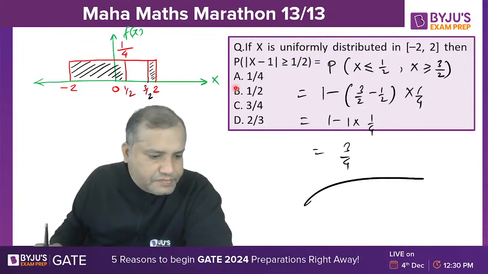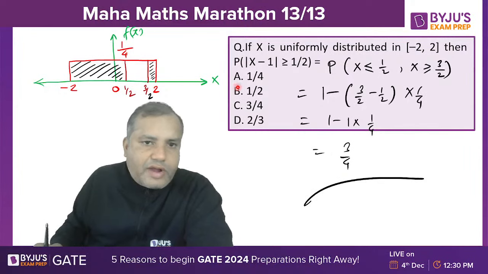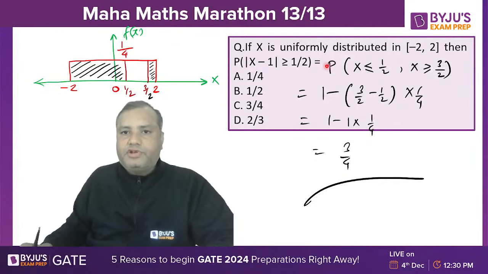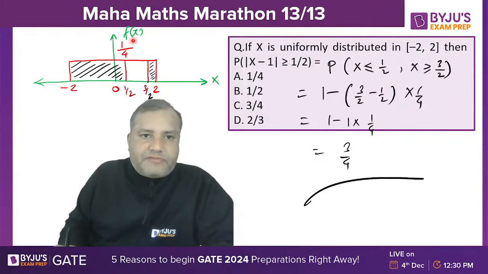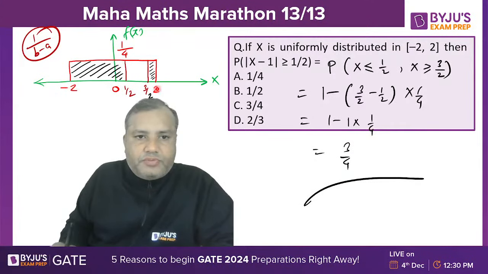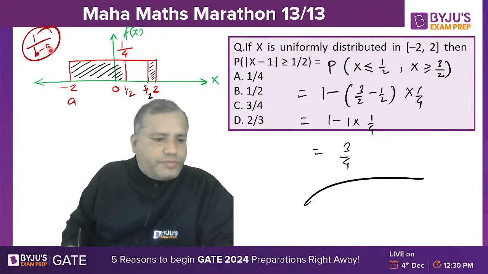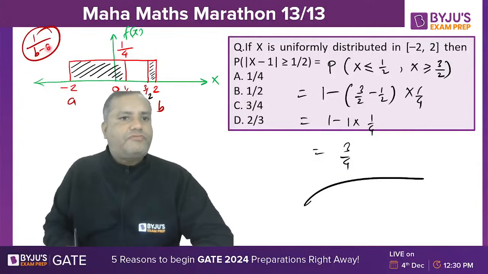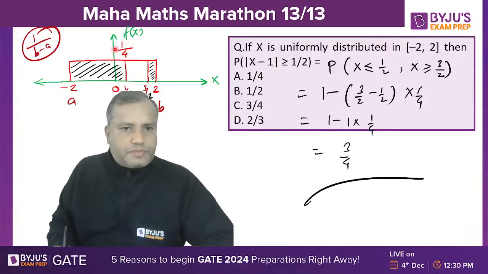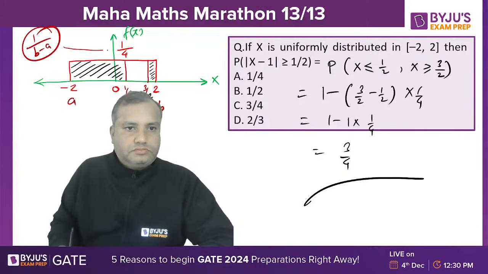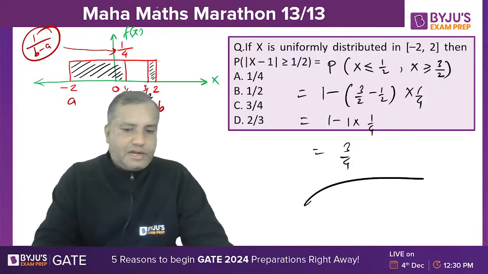Just a moment. Atma Yadav and Sheikh Hakim are asking how I have taken this height 1 by 4. Beta, for uniform distribution, f of x is 1 upon b minus a in this interval a to b. This is a, this is b. So a is minus 2, b is 2. Height will be 1 upon b minus a, 1 upon 2 minus of minus 2, 1 upon 2 plus 2, that is 4, so 1 by 4. I hope you have understood. Kindly respond.